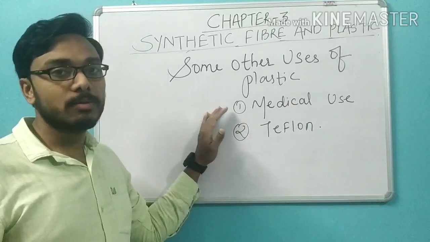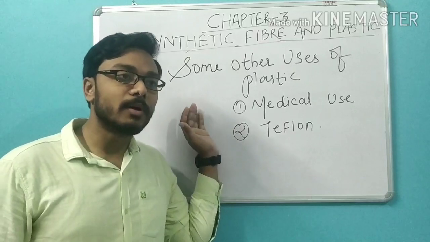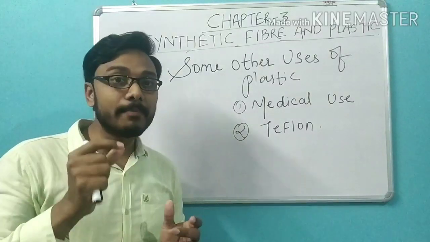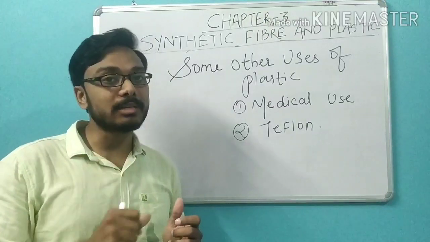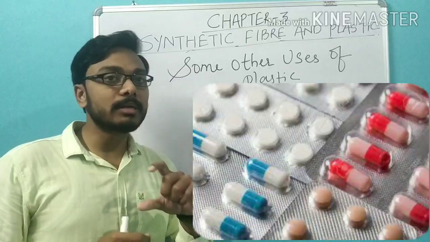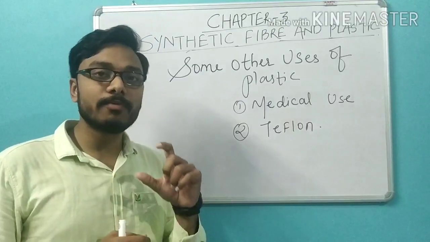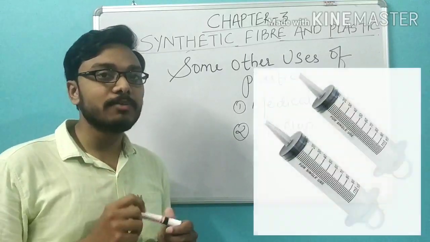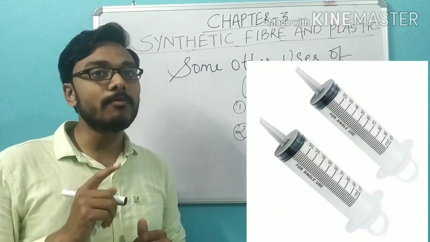In medical use, what does that mean? You might have seen that all the different types of tablets are coated with a plastic coating. All the tablets come in a covering of plastic. The bottles of syrups are made of plastic. And you have also seen the syringe, the injection we get, that syringe is also made of plastic.